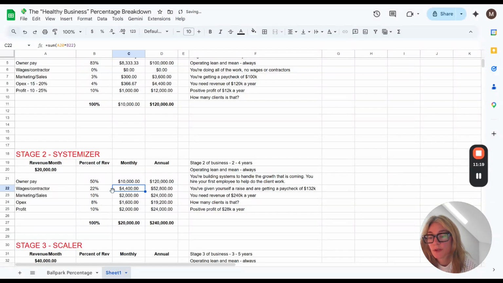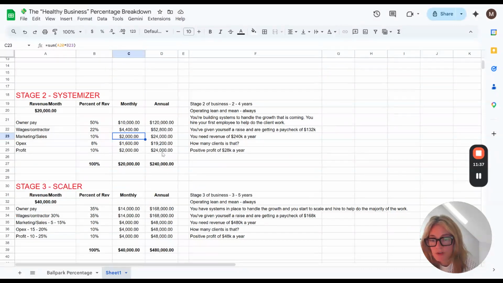Now I really have someone to help me do a lot of the work. If I'm paying someone $4,400 a month, what is that? That's $52,000 a year. That's almost a full-time employee or 2 part-time employees, depending on what you're doing. So it's very possible. And you're still profiting. You still have a $24,000 profit at the end of the year, which is great. Okay.